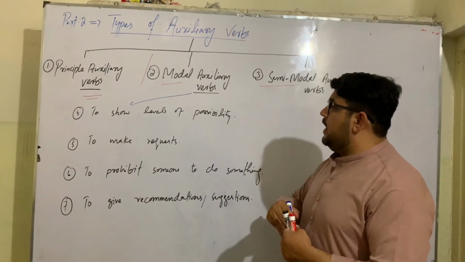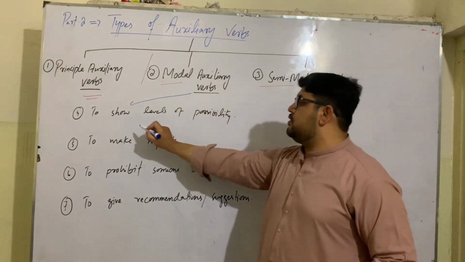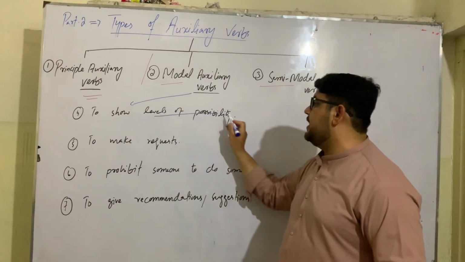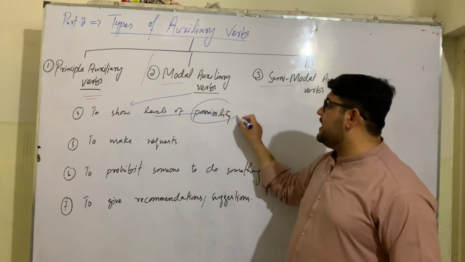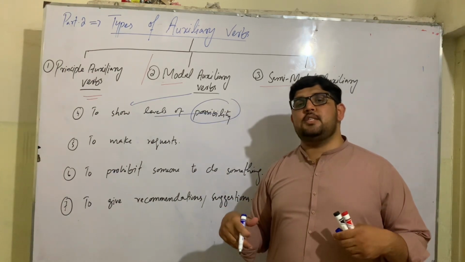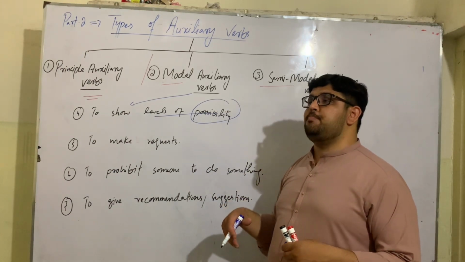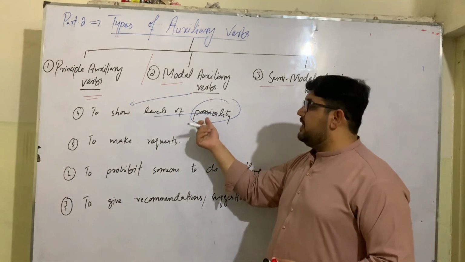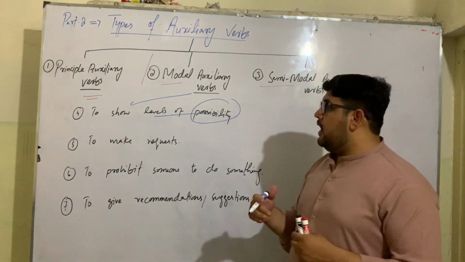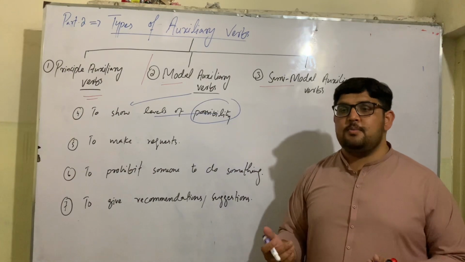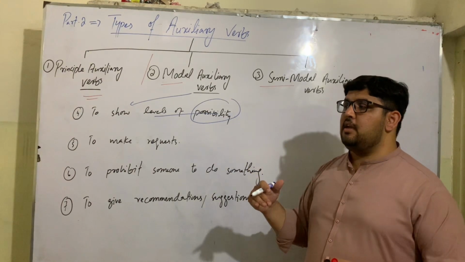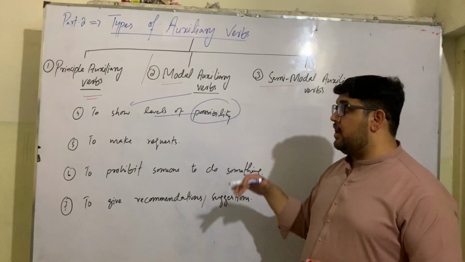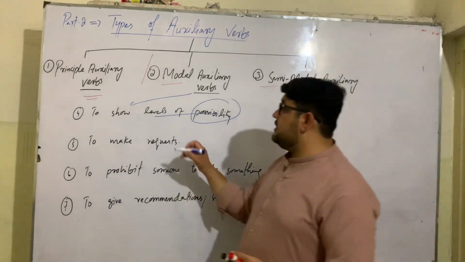Okay, so modal auxiliary verbs are also used to show levels of possibility. By possibility I mean certainty, how much an action is possible to happen. With some modal auxiliary verbs there is higher certainty of an action to happen, and with some modal auxiliary verbs there is lower certainty.